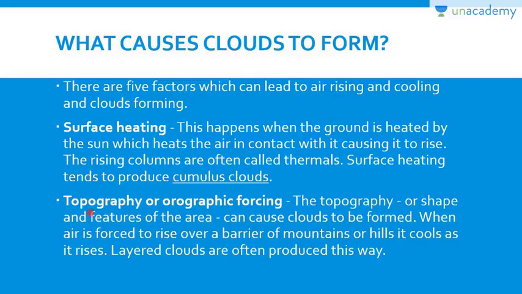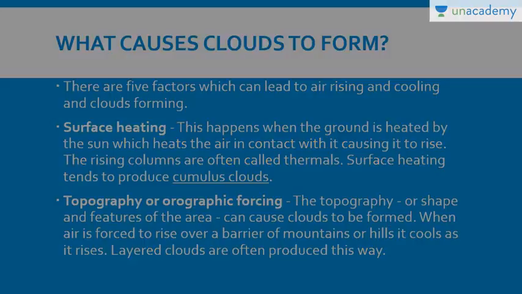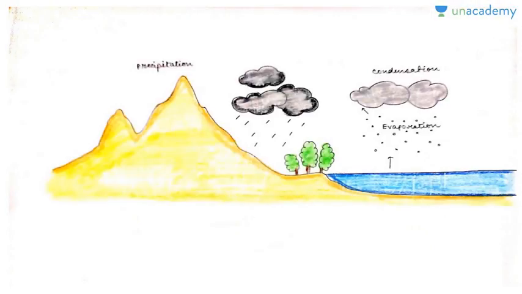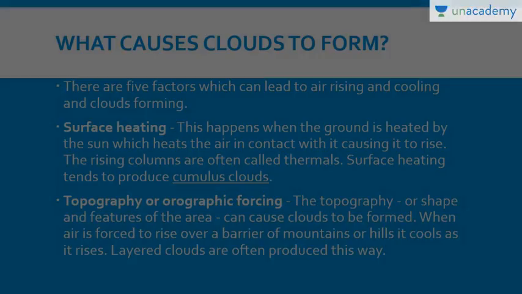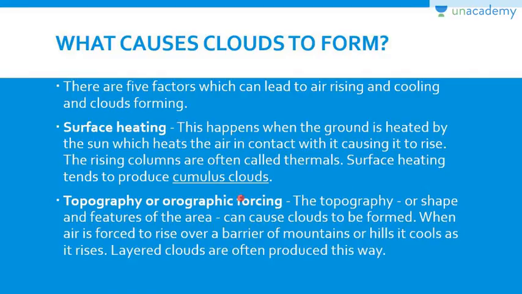Okay, and the other factor is topography or orographic barrier. Now, the shape and the features of the area can also cause clouds to be formed. Suppose there are mountains or hills, right? So the wind is forced to ascend. You can see it here. This is the mountain, right? And if the wind is forced to ascend, then also it will cool beyond the level of condensation and clouds will be formed. Okay. So the orographic barrier or orographic forcing is another reason for cloud formation.